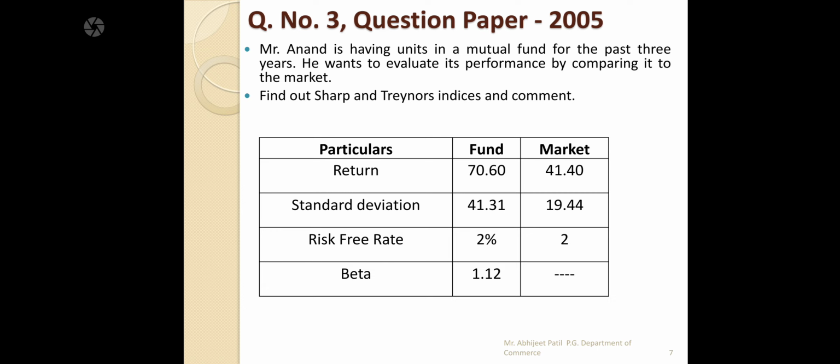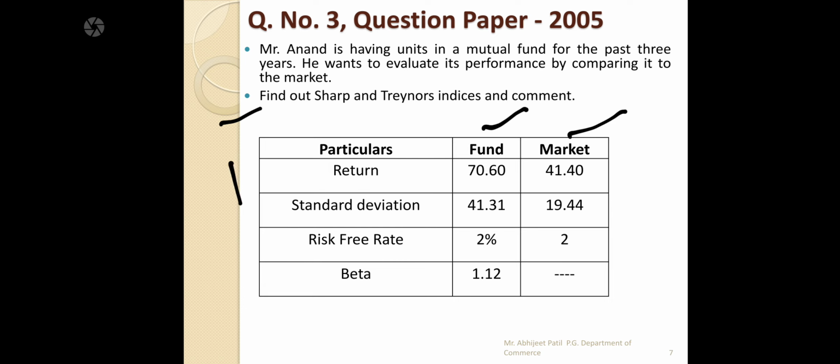Okay, now here Mr. Anand has units of a mutual fund for the past years, and he wants to evaluate performance based upon Sharpe and Treynor. So Sharpe and Treynor are given directly, for the fund and the market. So here in the problem, the stock is not given, the fund performance and market performance is there. So you should calculate two times Sharpe ratio and two times Treynor ratio, based upon the fund and the market.